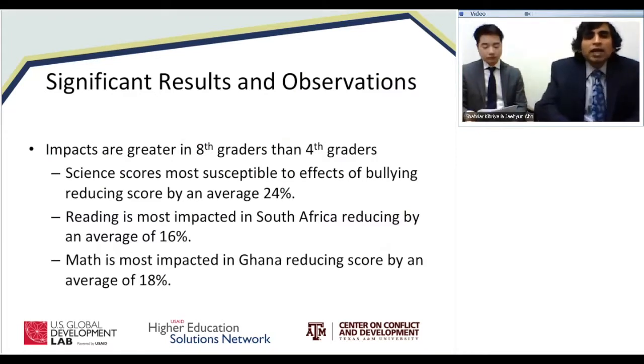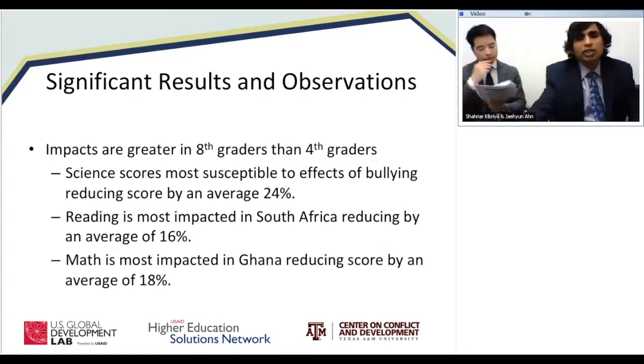Again, summarizing our significant results and observations, impacts are greater for 8th graders. For bullying, science scores are most susceptible to the effects of bullying, reducing the score by an average of 24 percentage points. While reading is most impacted in South Africa, reducing the average score by 16 percentage points. Math is most impacted in Ghana, reducing the score by an average of 18 percentage points.